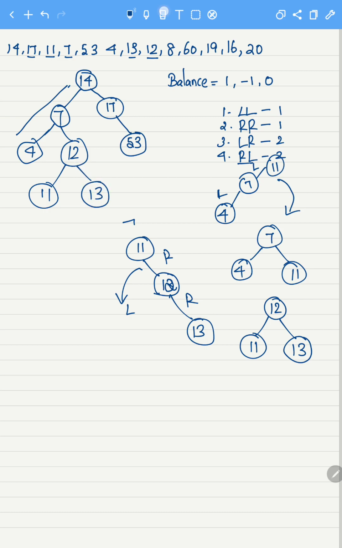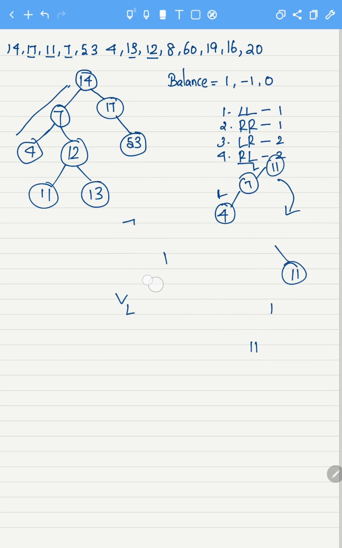Okay, now let me calculate the balance factor of the tree. So here it will be 0, here it will be 0, here it will be 0, and here it will be 1 minus 2, so it will be minus 1. The height of 14 will be 1, 2, 3. You have to take the maximum height. So 3 minus 2, so that will be 1. This will be 0 minus 1, so this will be minus 1, and this will be 0. So the tree is a balanced tree.